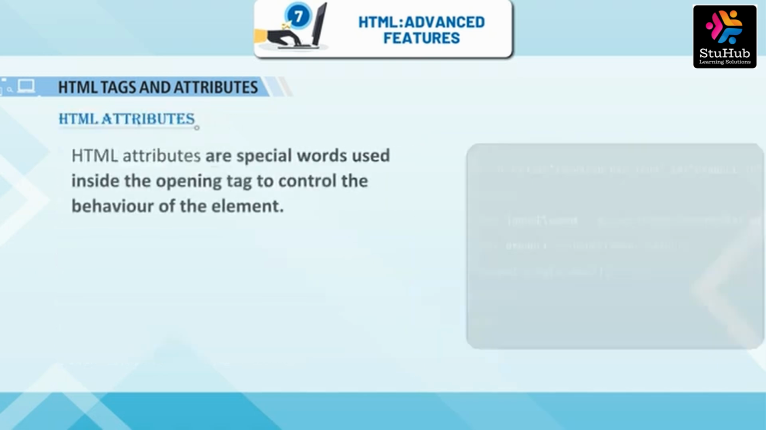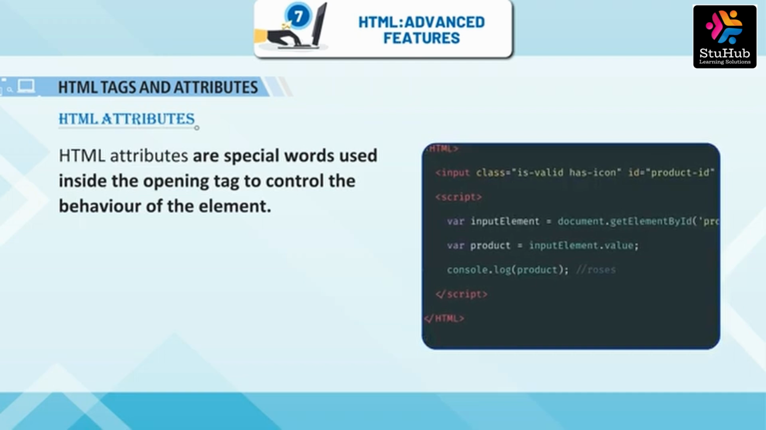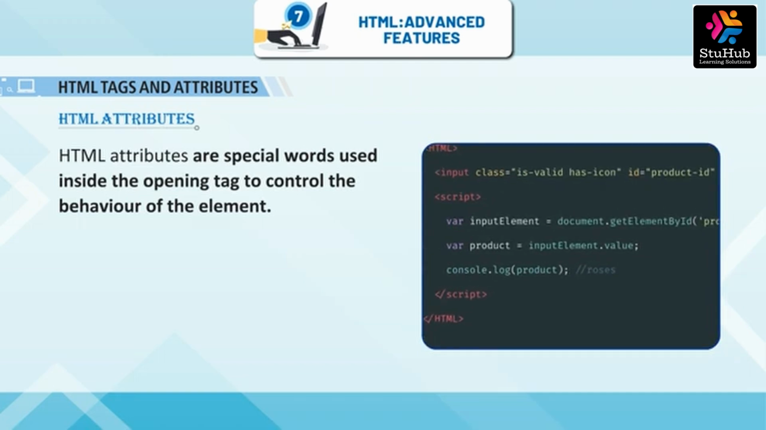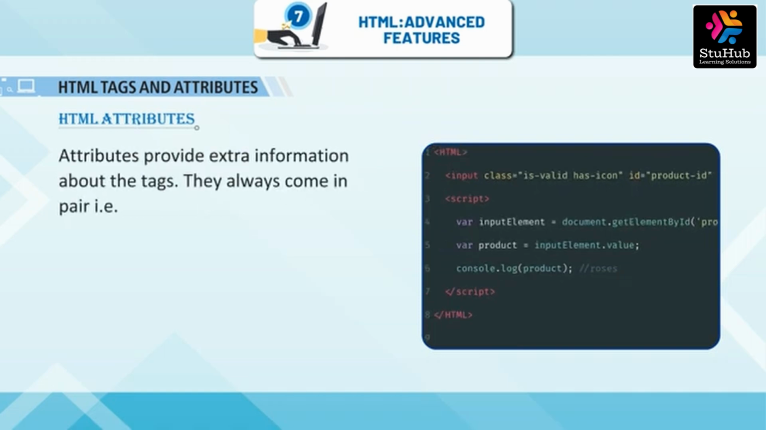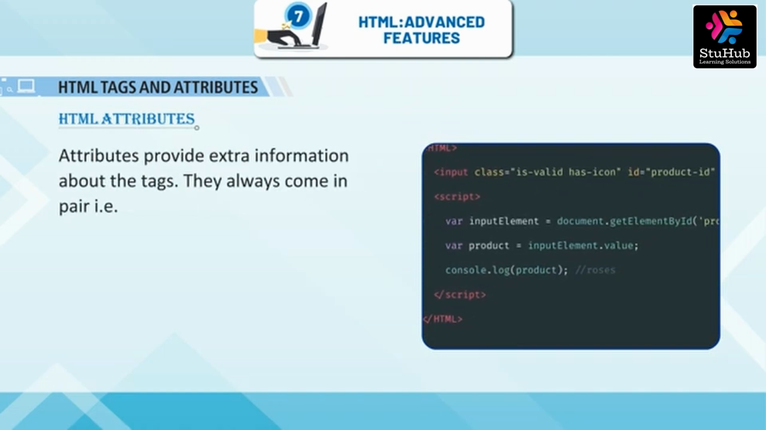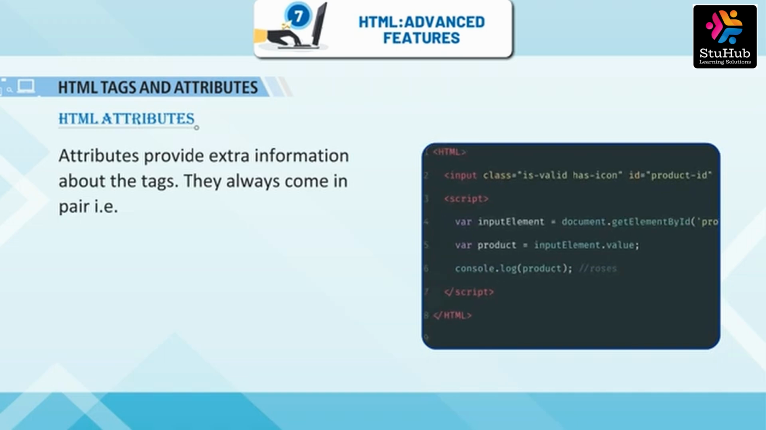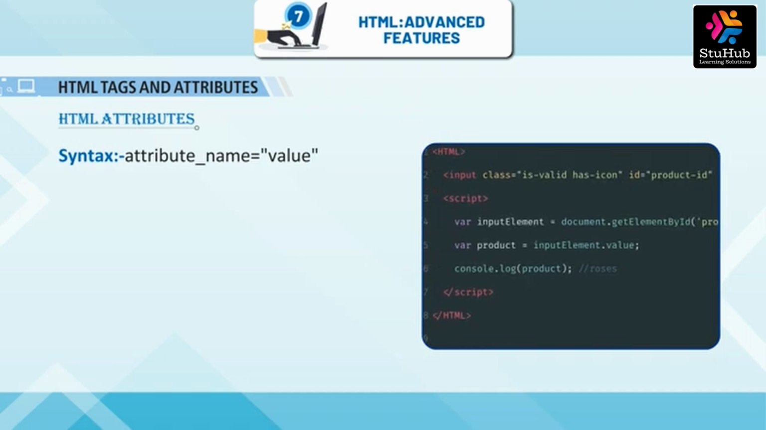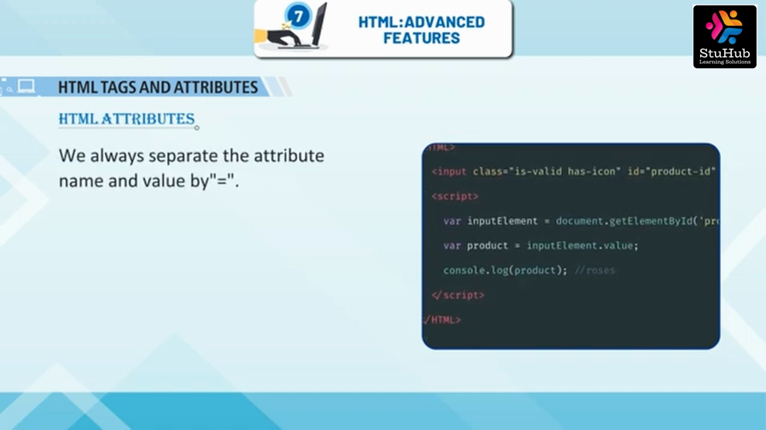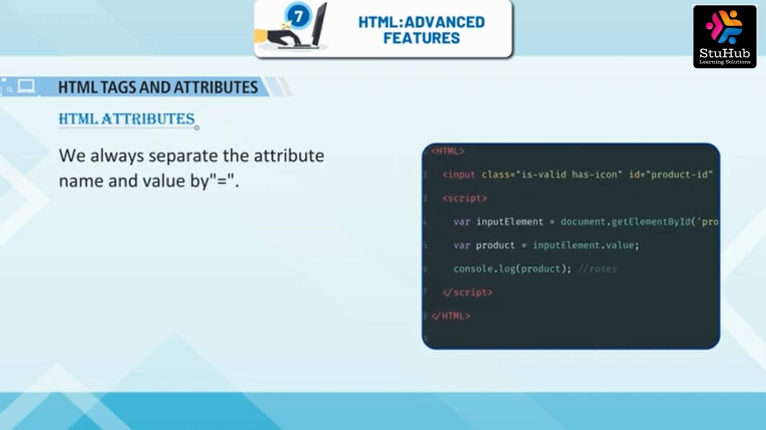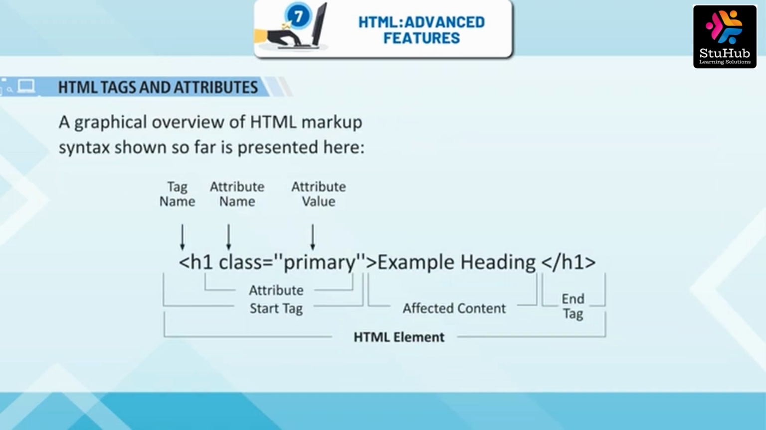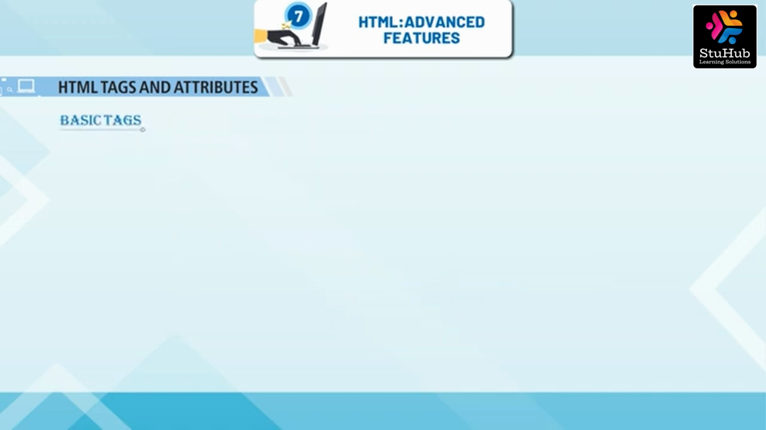HTML attributes. HTML attributes are special words used inside the opening tag to control the behavior of the element. Attributes provide extra information about the tags. They always come in pairs. That is, the syntax is attribute_name equals value in double quotes. We always separate the attribute name and value by an equals sign. A graphical overview of the HTML markup syntax shown so far is presented here.